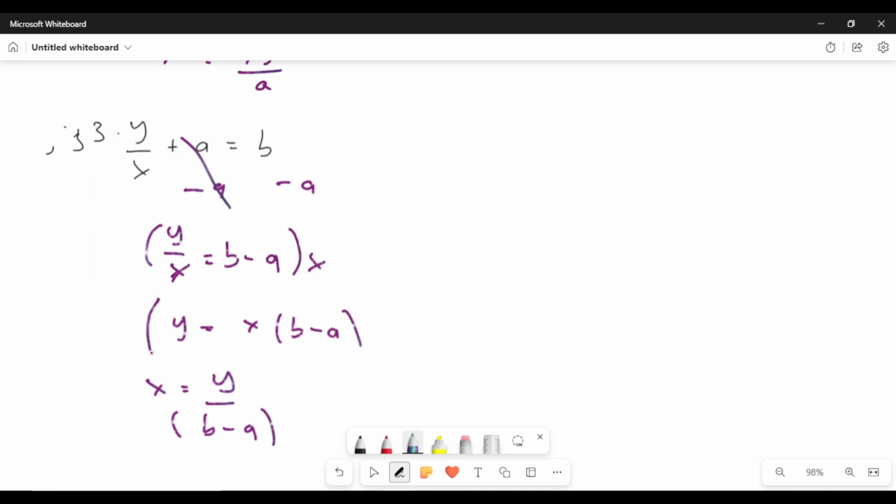So let me show you. We can do it by multiplying with 1 over b minus a. So by then you can get to this answer. I just switch places, x to the left hand side and y to the right hand side. So this is the final answer.